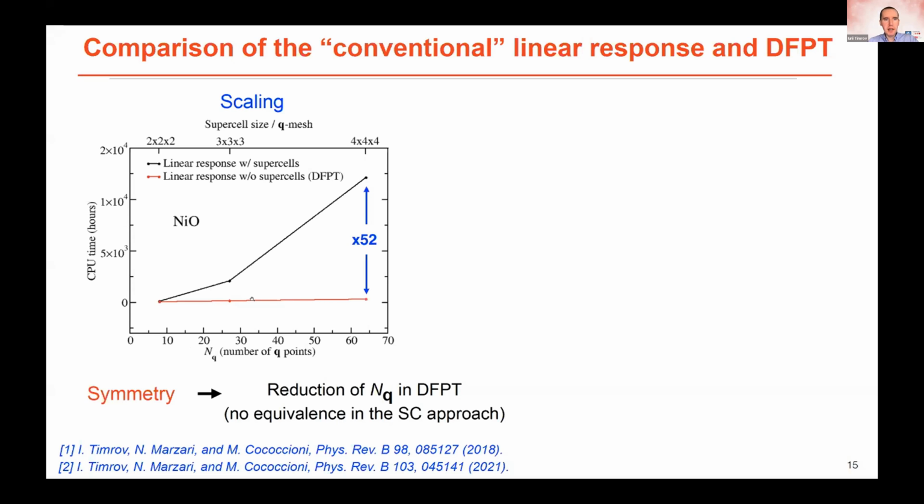And we can see that the speed up is really huge, a factor of 52 for the size of the supercell 4 by 4 by 4. So it's really a big factor. It allows us to save a lot of computational resources.